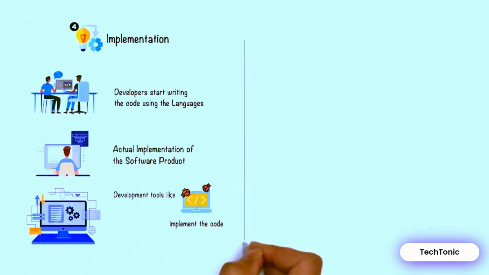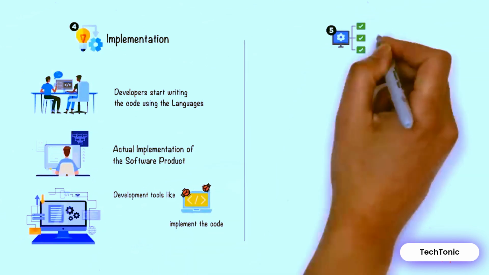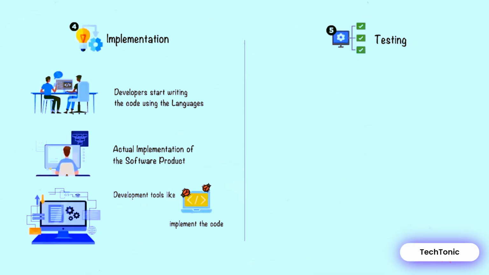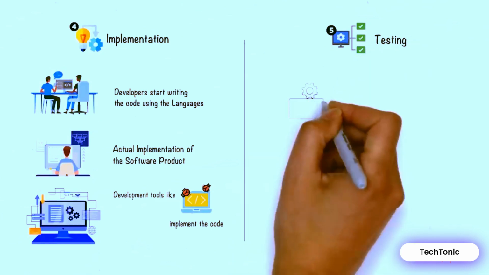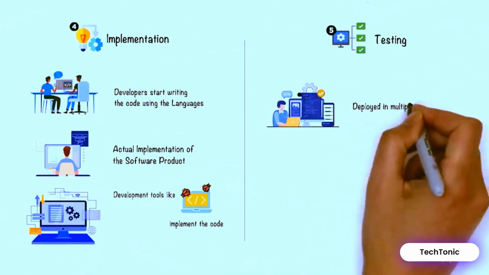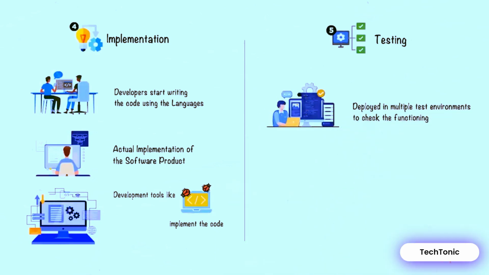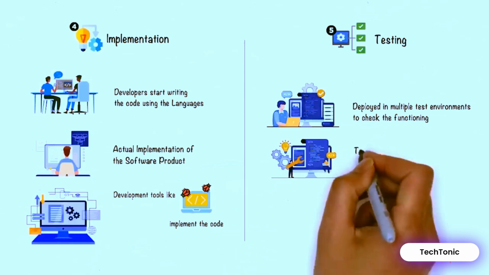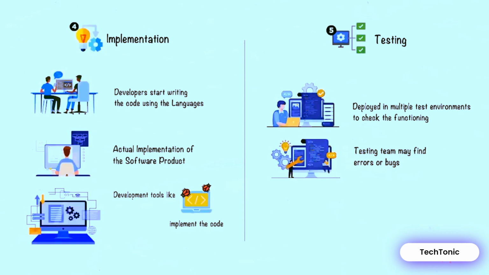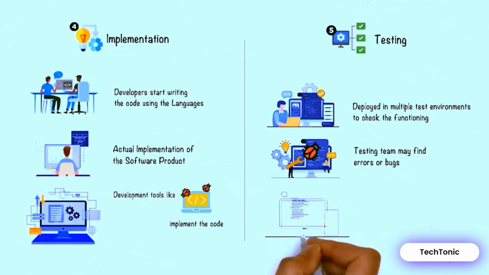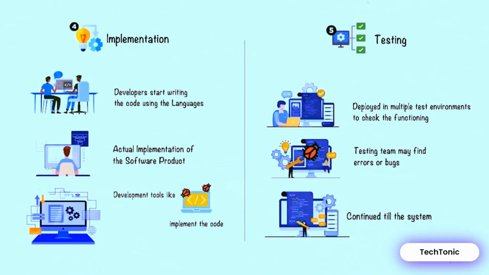The next phase of the production is where we begin with the fifth stage of software development, the testing phase. The developed software is now deployed in multiple test environments to check the functioning of all the attributes in the software architecture. After the test cases are completed, the quality assurance and the testing team may find errors or bugs in the software, which will be forwarded to the developer team for debugging. This testing and debugging process continues until the software is stable and works per the required specifications.